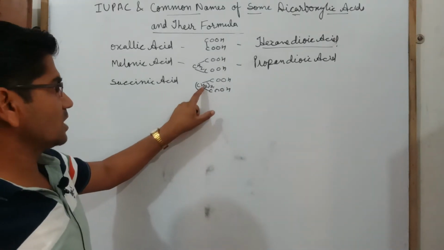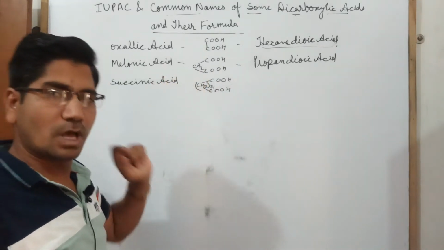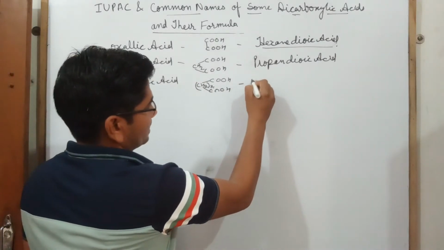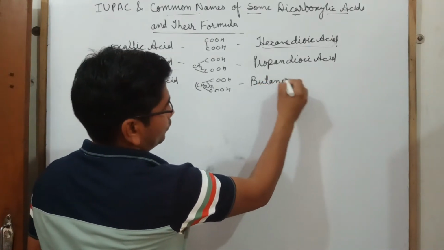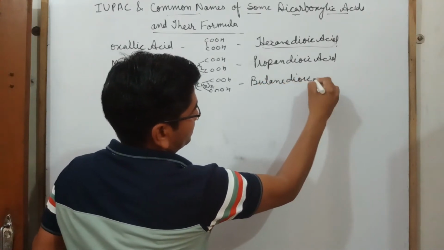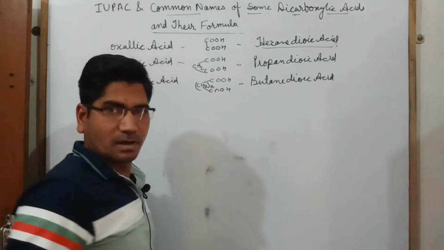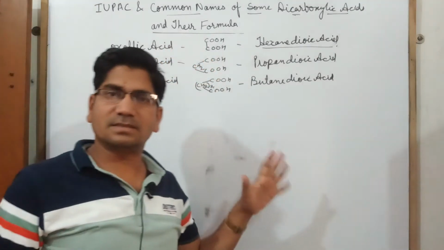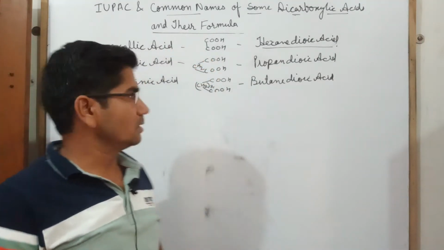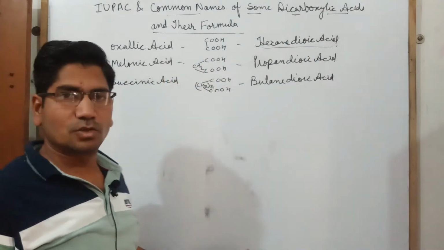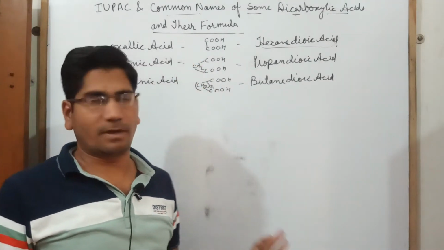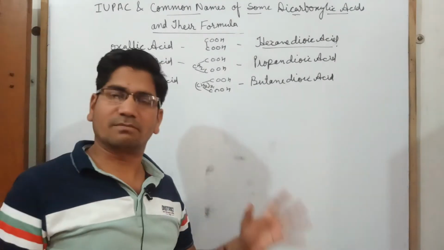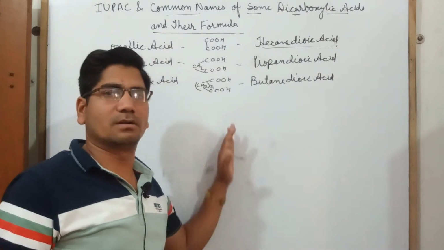So total number of carbons are 1, 2, 3 and 4. 4 carbons are there, so the IUPAC name will be butane dioic acid. Clear? So in these structures the difference is in the number of CH2 only, and I'm writing all these structures here so that you can learn these easily, and finally at the last I'll give you some formula by which you can learn all these.